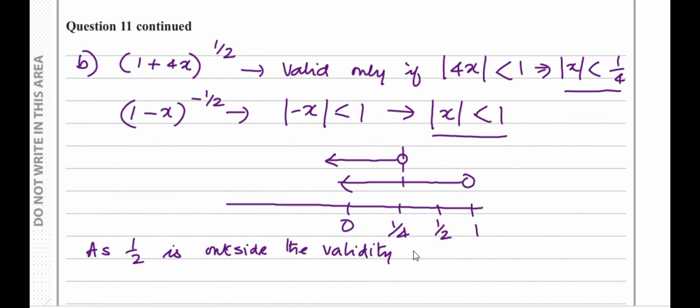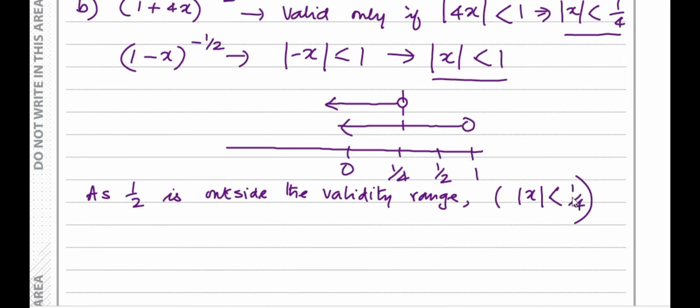So how will we express that? We can say modulus of x should be less than 1/4. So if it is 1/2, it is not less than 1/4, it's more than that. So as half is outside the validity range, x is equal to half is not a valid input. Hope that is clear to you.